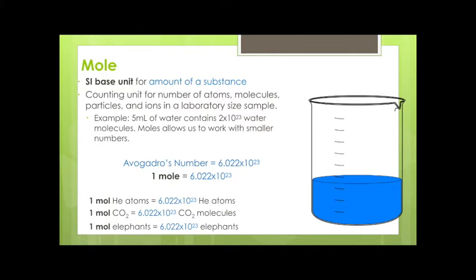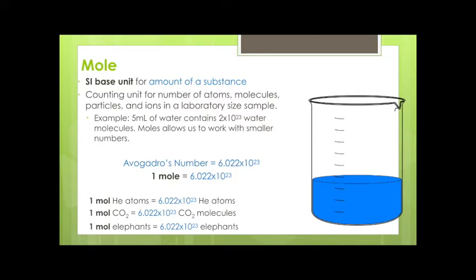So just to give you an idea, 5 mL of water contains 2 times 10 to the 23rd water molecules. So the mole allows us to work with smaller numbers. Instead of saying 2 times 10 to the 23rd water molecules, that's a lot of molecules, we can use moles. And again, you're going to be using a smaller number that way.